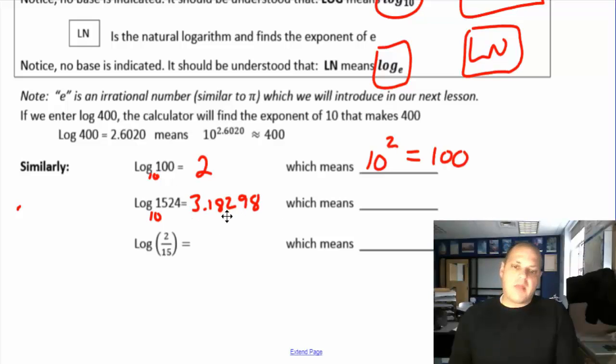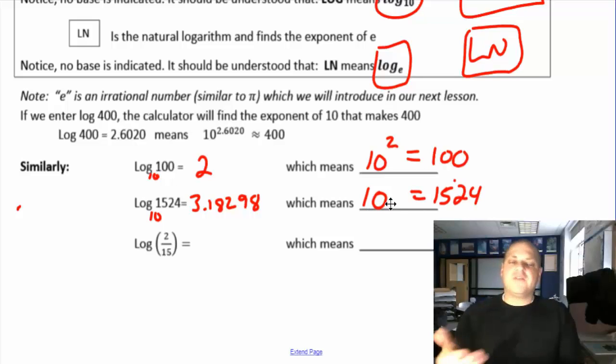3.18298, blah, blah, blah, okay? Because 10 to the blank equals 1524. Well, powers of 10 are all nice, like 10, 100,000, 10,000. So if you're not trying to get one of those, you're going to have a decimal exponent to get you there. And that is it. We'll just call this 3.19, just to be short. Okay. So 10 raised to the 3.19 is approximately 1524.